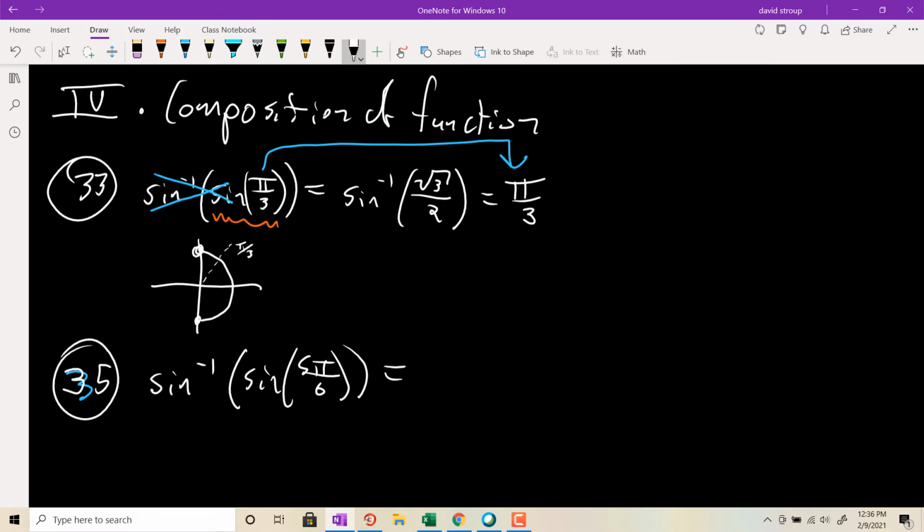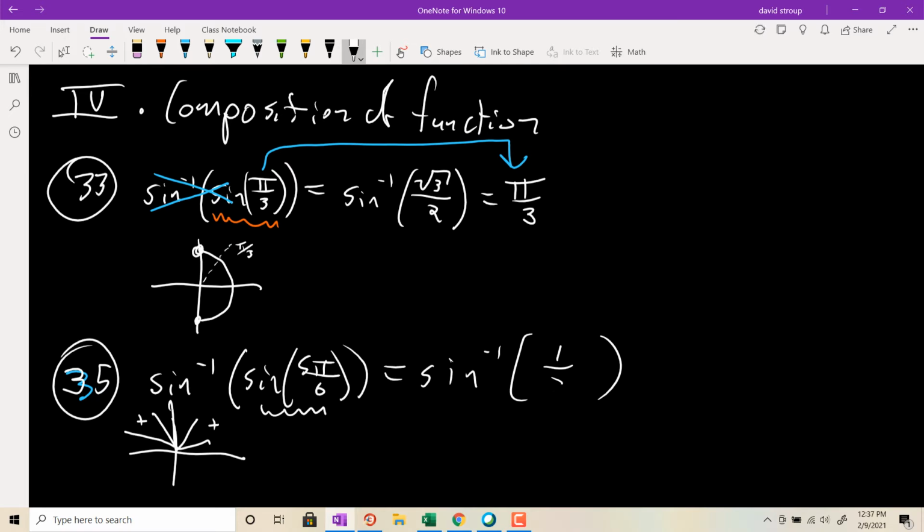Okay, so I'm going to start in the middle, on the inside, and figure out the sine of 5 pi over 6. Where is that on the unit circle? Here's 1 pi over 6, 2 pi over 6, 3 pi over 6, 4 pi over 6, 5 pi over 6. Sine is positive in that quadrant. The reference angle is pi over 6, and sine of pi over 6 is 1/2. So in the second quadrant, it's still positive, so it's still 1/2.